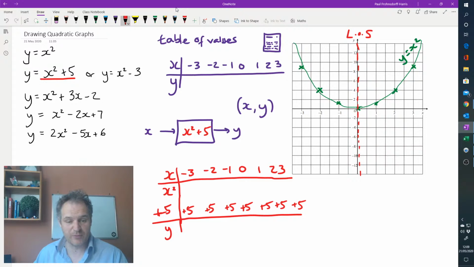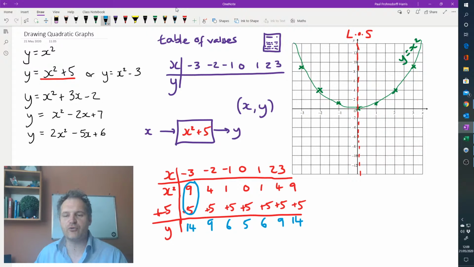It's only the x squared, which we've already done. Minus 3 squared is 9, 4, 1. It's useful to learn this pattern. 9, 4, 1, 0, 1, 4, 9. It's the square numbers, forwards and backwards. Okay? Now, to do x squared plus 5, we want to only add the x squared and the 5. So that would be 14, 9, 6, 5. Notice it's a quadratic, so it repeats. So when we were to do this one, 14, 9.